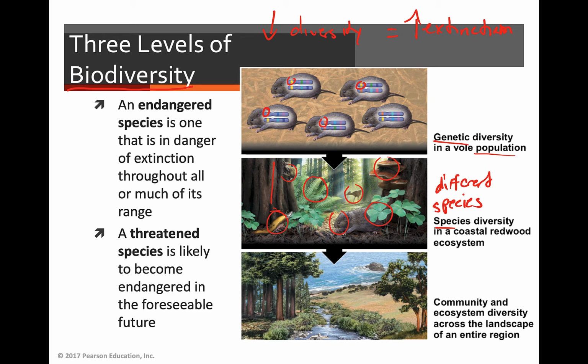And then, of course, there are going to be microorganisms that you can't see, probably some nematodes, earthworms, things underneath the soil. So having a rich species diversity keeps an entire ecosystem well balanced. So we see this on coral reefs and forests, all sorts of communities. And then community and ecosystem diversity across the entire landscape.